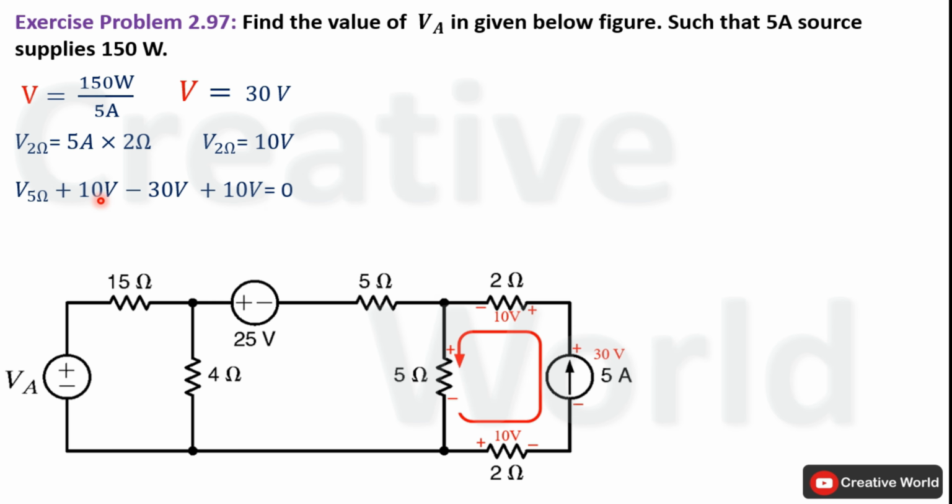Now add these 10s together, their sum will be equal to 20 volt, and adding 20 volt to minus 30 volt, it will become minus 10 volt.